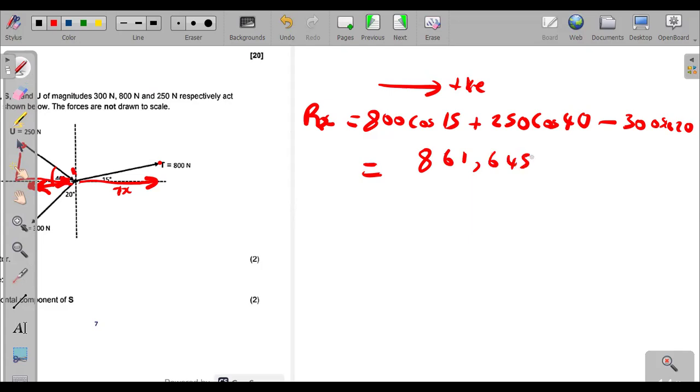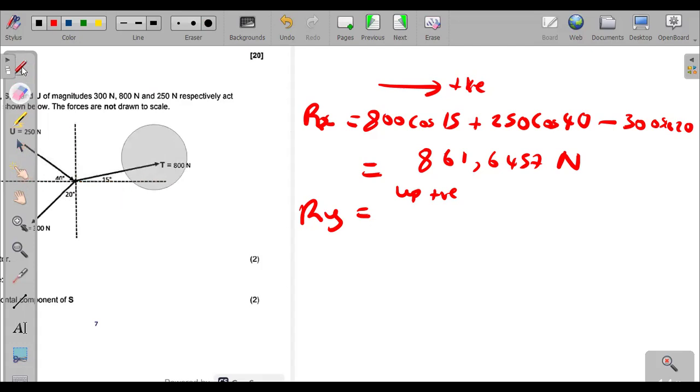That gives us 861.6457 Newton, avoiding rounding off our figures too soon before the final answer, so I'm going to keep them a bit. Then we go to the vector sum, or the resultant of the vertical components. So that's our Ry. I'm going to take upwards as positive. It's a choice that I'm making, but it will determine which forces are going to be positive and which ones are going to be negative.